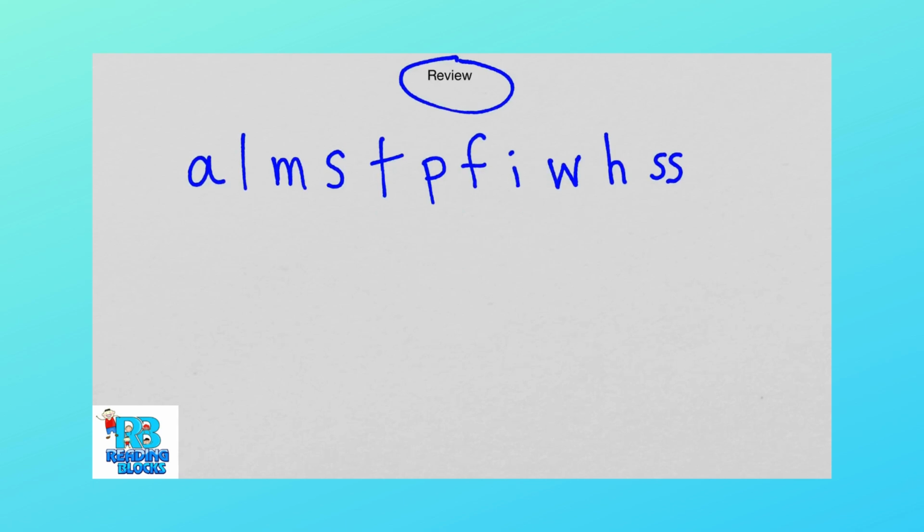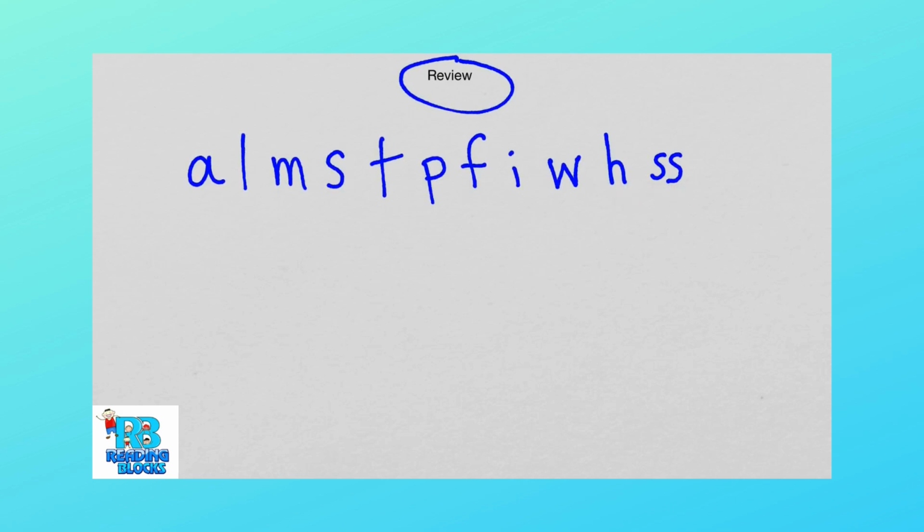First of all, let's review some of the sounds and the words that we made in Block 1 and 2. So let's review these sounds right here. And then we're going to make and read some words with just these sounds. Okay, you ready? Let's do this together. A, L, M, S, T, P, F, I, W, H, S.